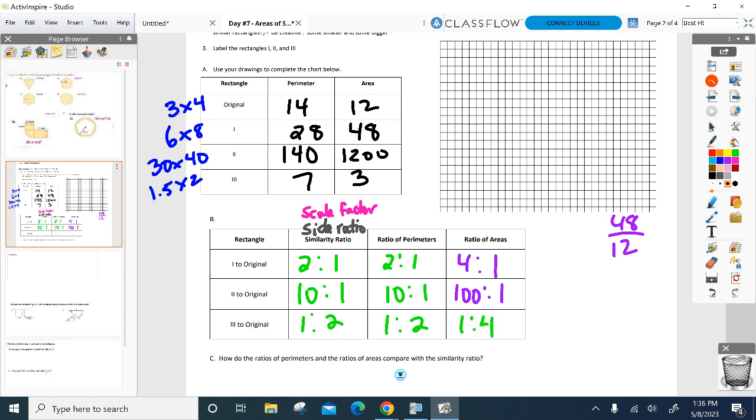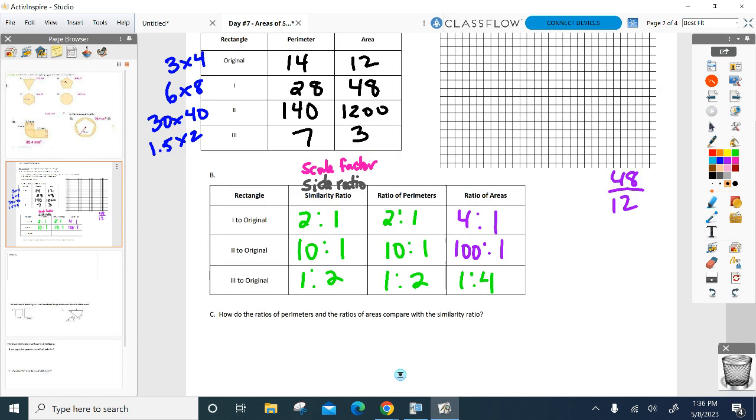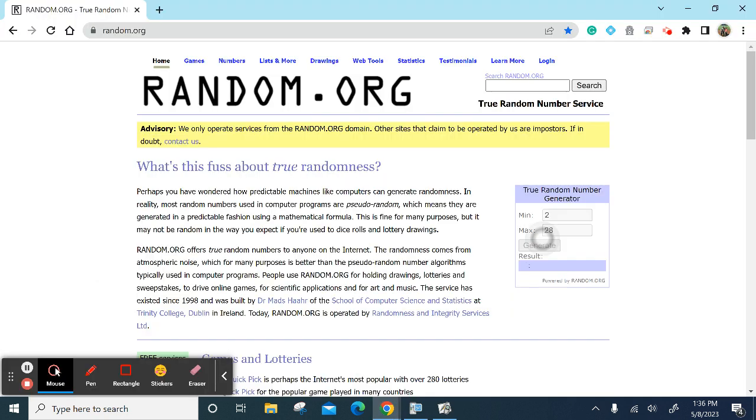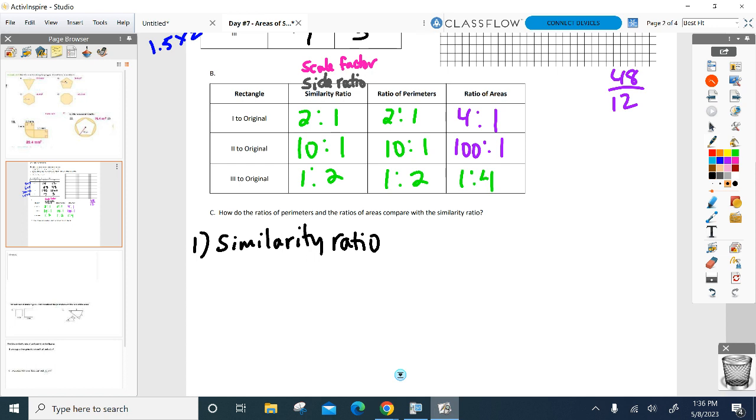All right, so let's see if we found anything out by answering the next question. How do the ratios of the perimeters and areas compare to the similarity ratio? Let's start with the perimeters first. What do you notice about the similarity ratio and the perimeter ratio? Please just look at the chart. They're always equal. All right, they are equal.